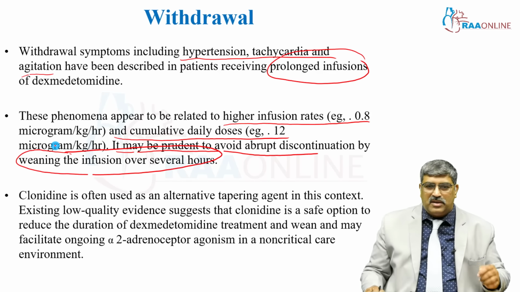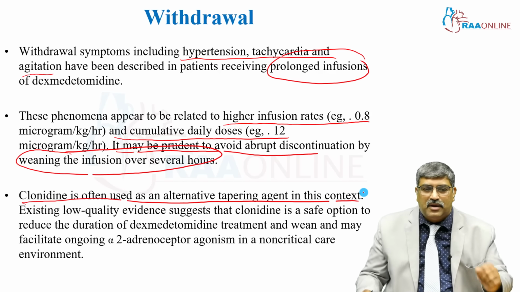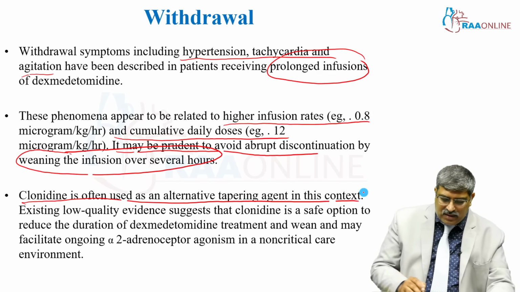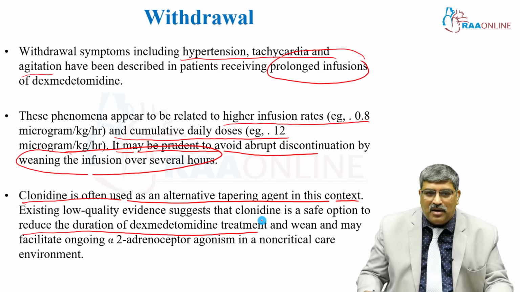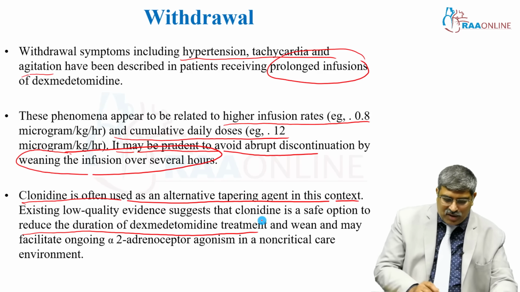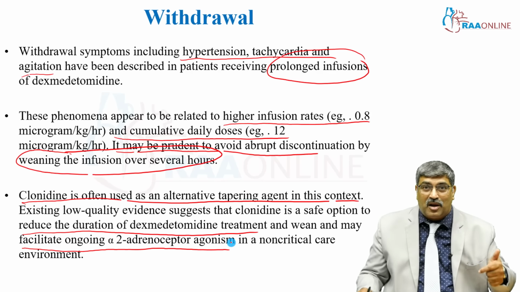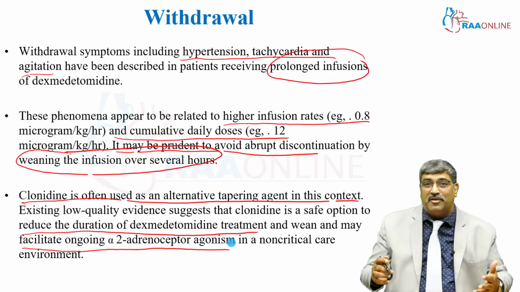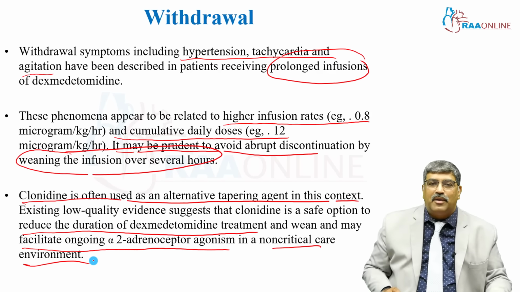In case withdrawal is there, clonidine can be used as an alternative tapering agent. Here, it reduces the duration of dexmedetomidine treatment and at the same time, by replacing it with clonidine, you facilitate the ongoing alpha-2 adrenoreceptor agonism and its beneficial effect. This happens in a non-critical care environment.